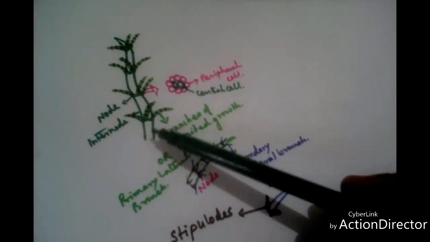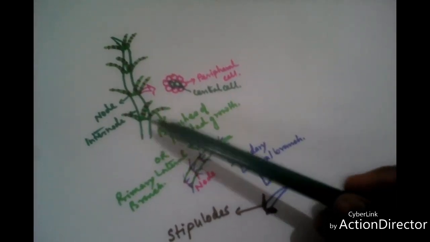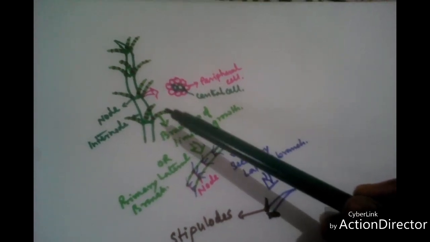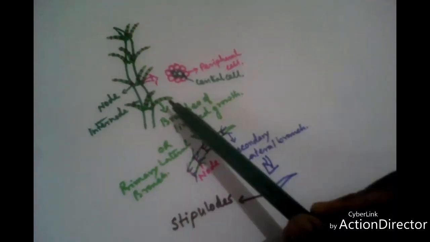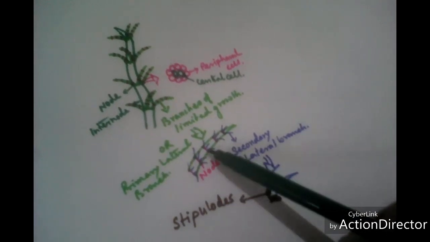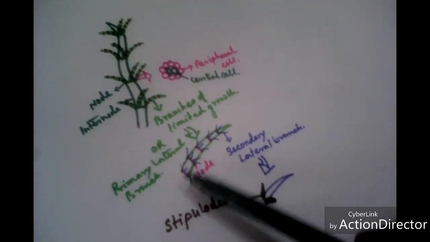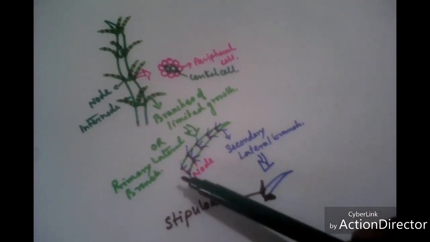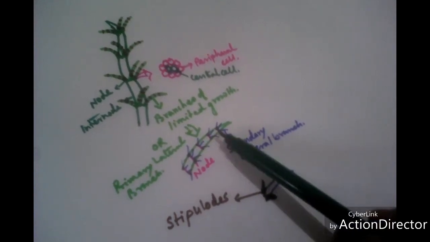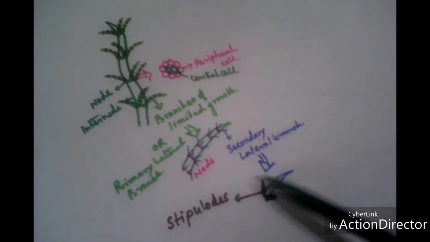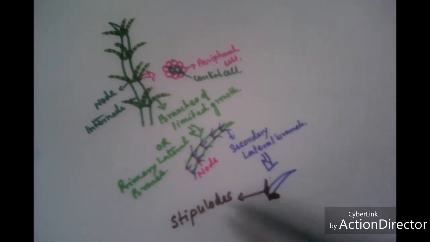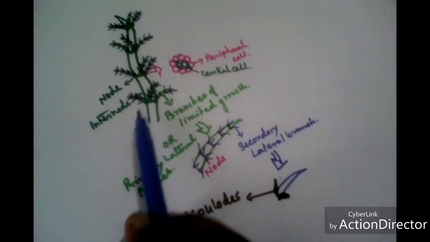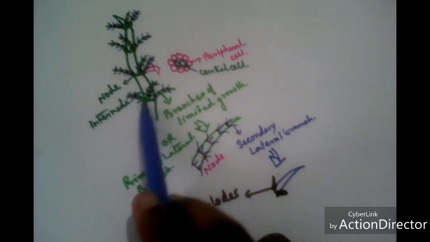So, this is the main axis. From the main axis, branches of limited growth, or primary lateral branches, arise from peripheral cells, and each primary lateral contains 5 to 15 nodes, and each node contains secondary laterals, and each secondary lateral contains two or a single stipulode. So these are secondary laterals.